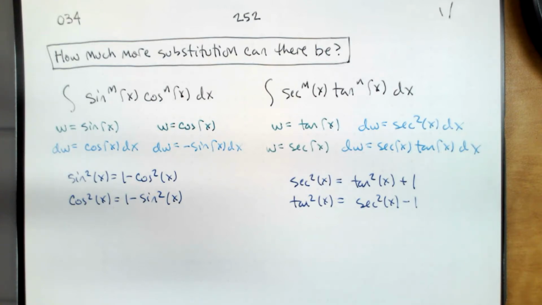If we want to do the sine substitution, I need one factor of cosine to be the dw, and I need an even number of cosines to convert to sine. If we want to make the substitution w equals sine x, we need an odd power of cosine. One to hold on to be the dw. The even ones can convert to sine without introducing radicals.